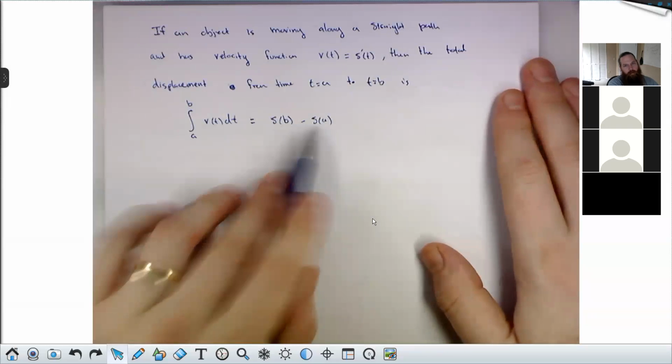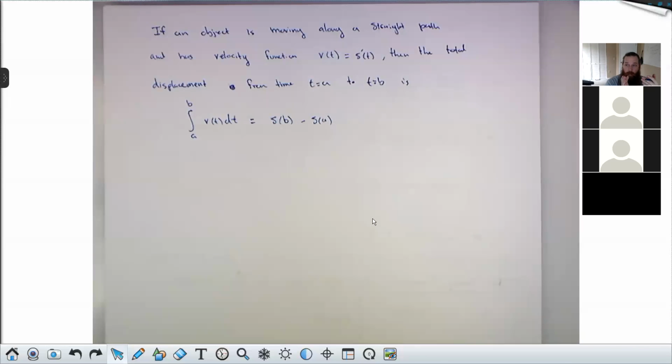All right, this can be positive, this can be negative, this can be 0. If you end up where you started, if you go forwards 10 feet and then backwards 10 feet, then your displacement is 0. And no matter what that velocity function looks like, that integral will come out to 0.